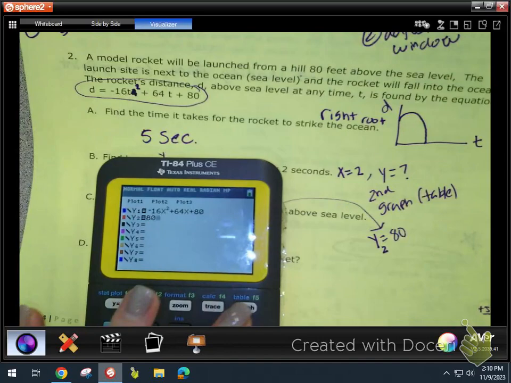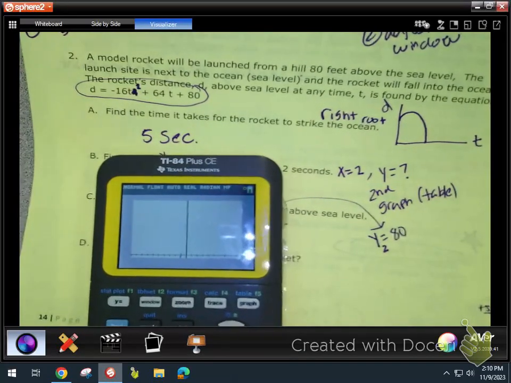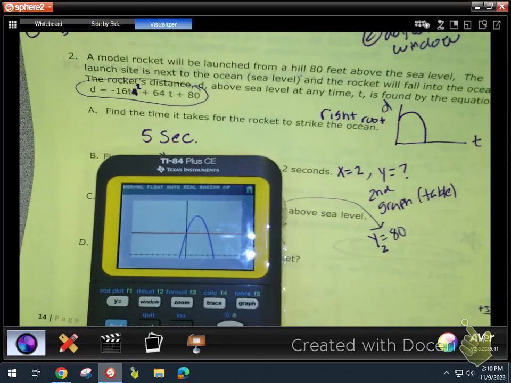Sea level. On this particular problem, the answer to C is in the table, both of them. However, you need to know how to find it if it wasn't in the table. You need to know how to do it if it's not a nice, pretty whole number. Hint, hint: it's probably not going to be a nice, pretty whole number on other stuff you're going to do.